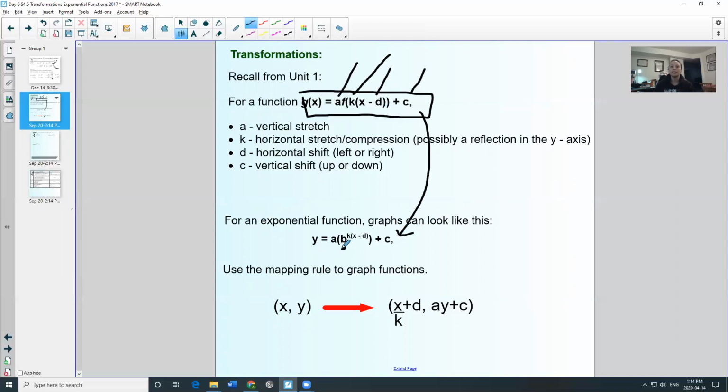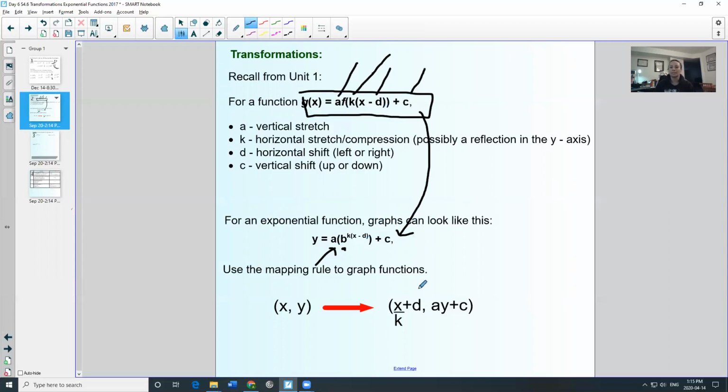So this B is your base. The A value is the same A that you would have up here. If it's out in front and it's positive, that will be your new y-intercept. That means that your graph is being vertically stretched or compressed. If it is negative, it is reflected. Okay, the same thing with the D, the K, and the C.